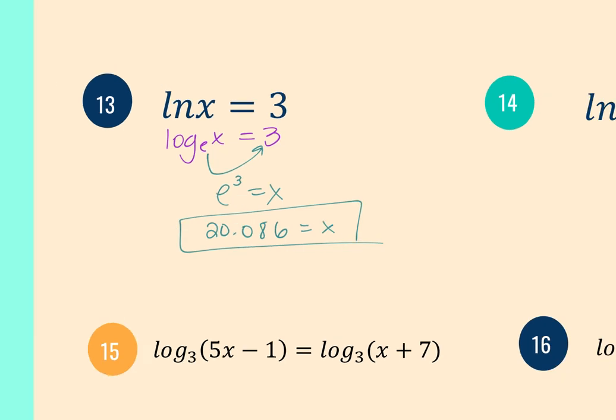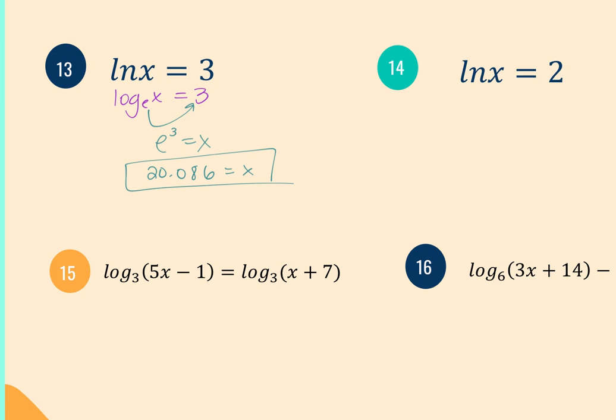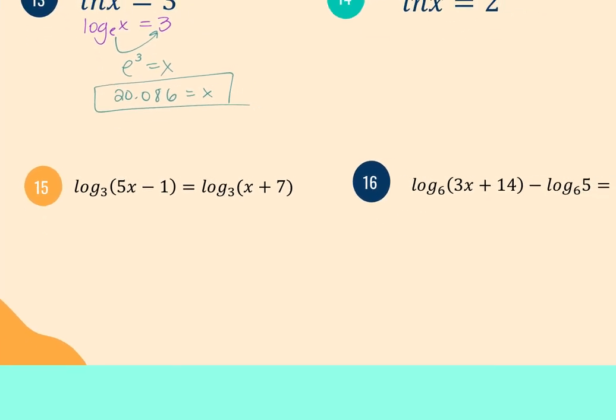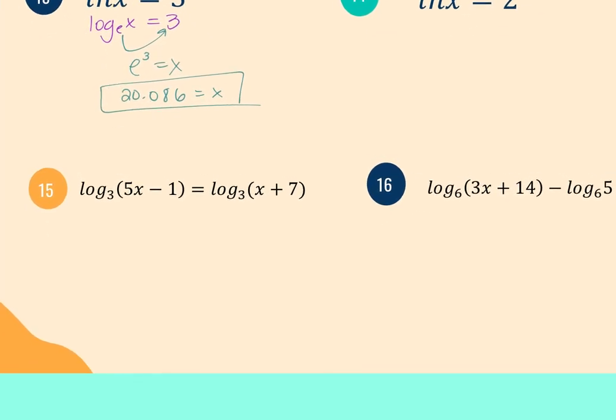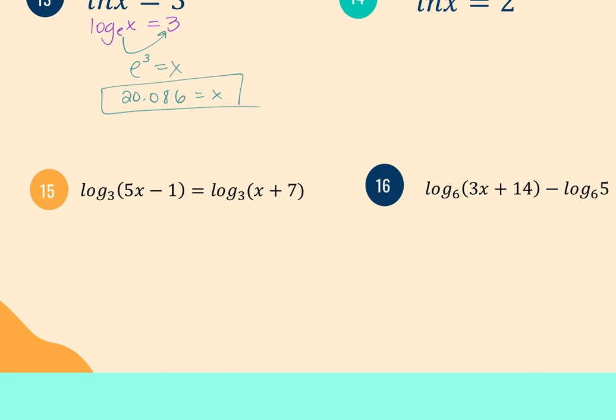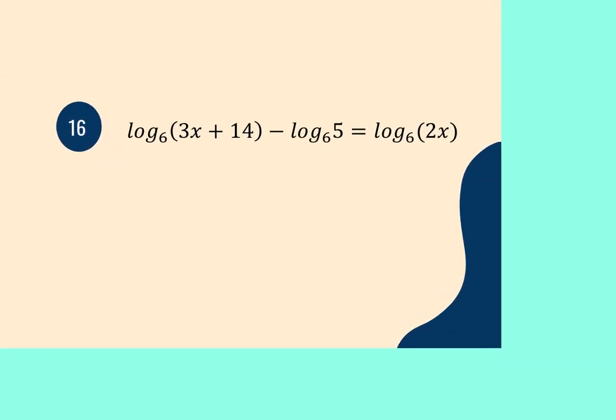All right, I would do the same thing for 14. Log base e comes over, picks up the 2. Easy stuff, right? What are you going to do for 15? Ignore the logs, set the other ones equal to each other, okay? What are you going to do for 16?